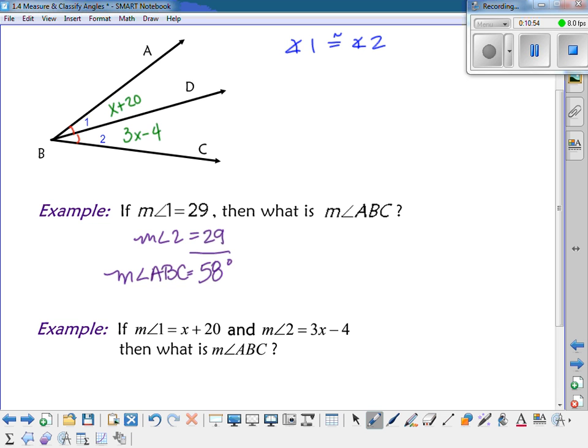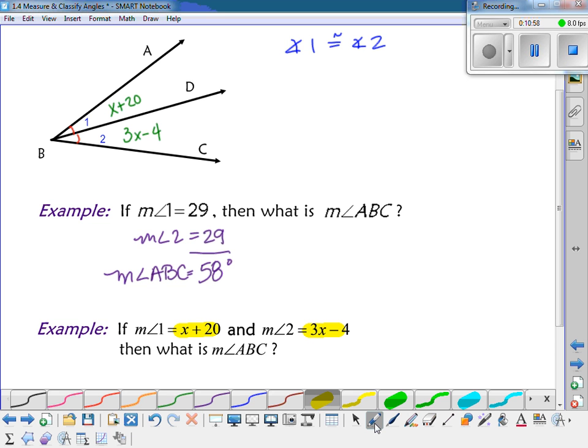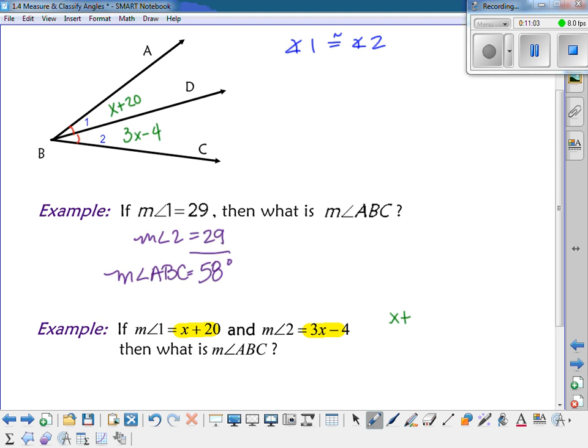So that means that these two expressions, the x plus 20 and 3x minus 4, would have to equal each other in that case. So you would set them equal to each other. x plus 20 equals 3x minus 4. And you would solve for x. So if I subtract x from both sides and add the 4 to both sides, I get that 24 is equal to 2x, and so x would equal 12. Okay, but I'm not done.